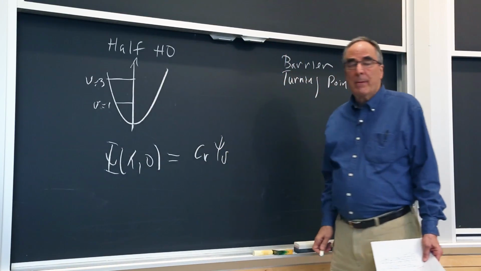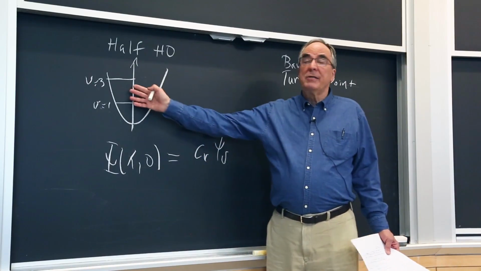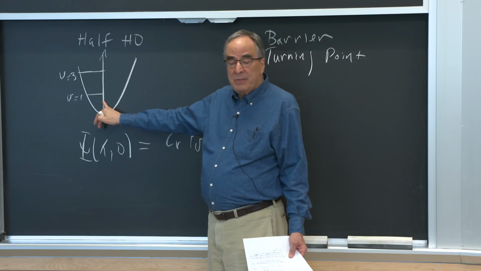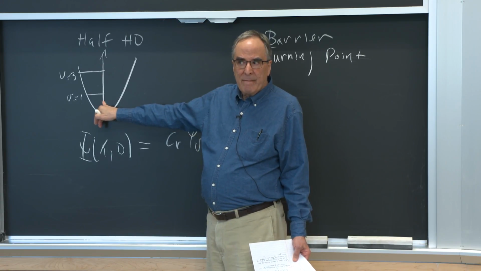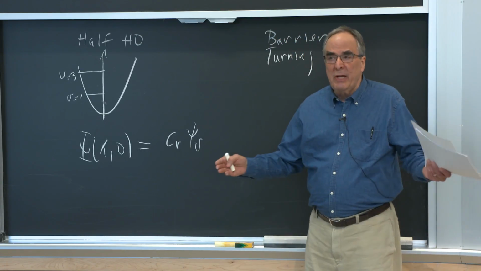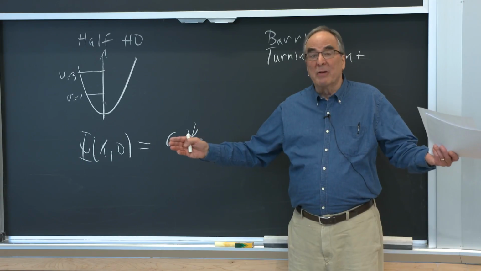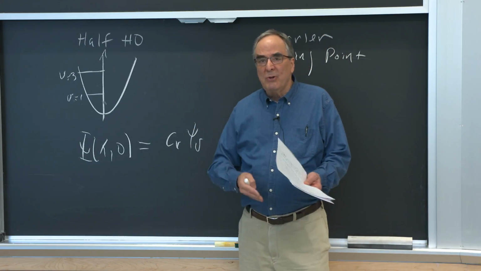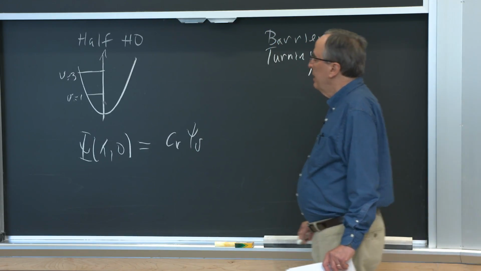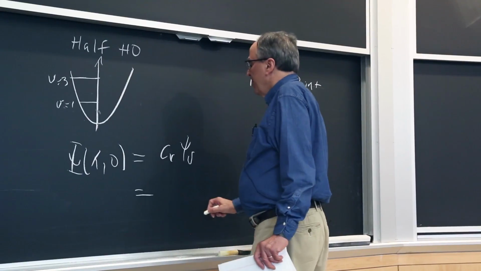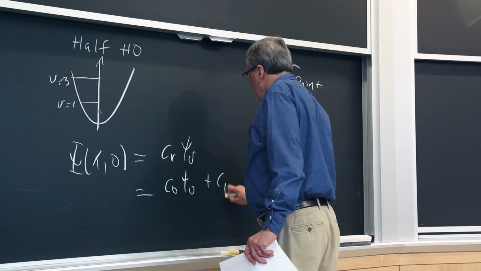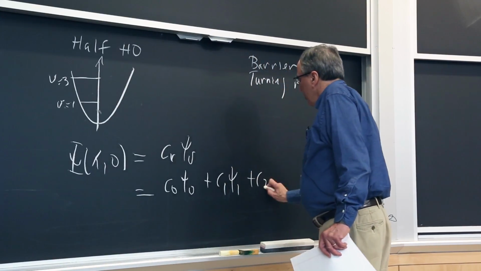Okay, and this initial state needs to have the wave function be 0 at the barrier. Since we're going to be looking at the full potential with the barrier taken away, we're allowed to use the even and odd states. So let's take the 3 lowest states. And so we have C0 psi 0 plus C1 psi 1 plus C2 psi 2.